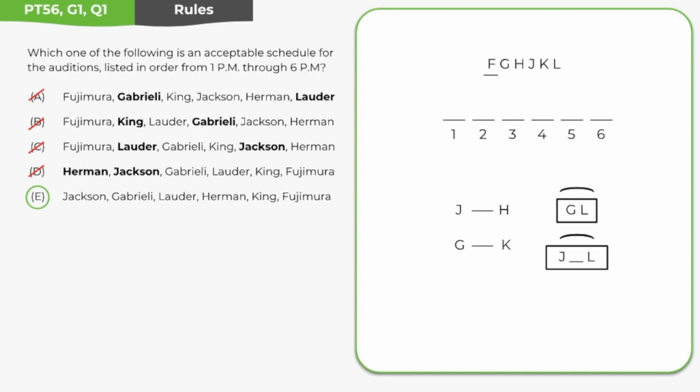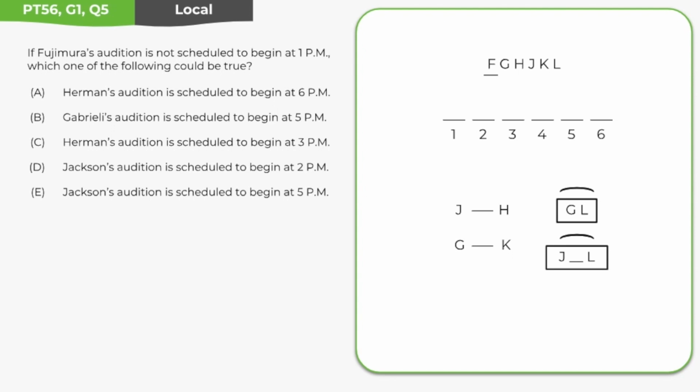And that's the process you want to take when you're working on a rules question, pretty much regardless of the game type. Except for tree ordering games, there's a slight variation that you want to take for that one. But otherwise, simply take the rules, knock out the wrong answer choices, and what you're left with is the right answer. Now, another kind of question is called a local question.